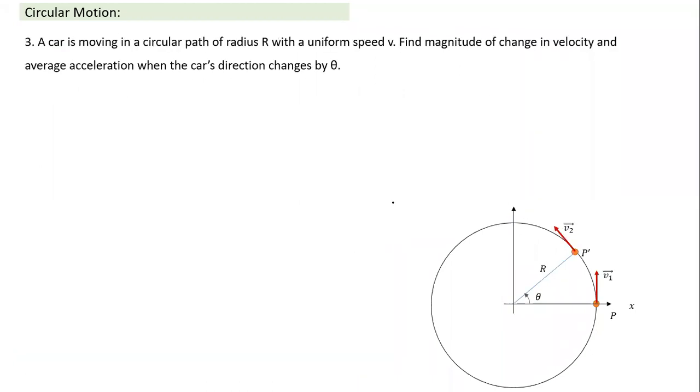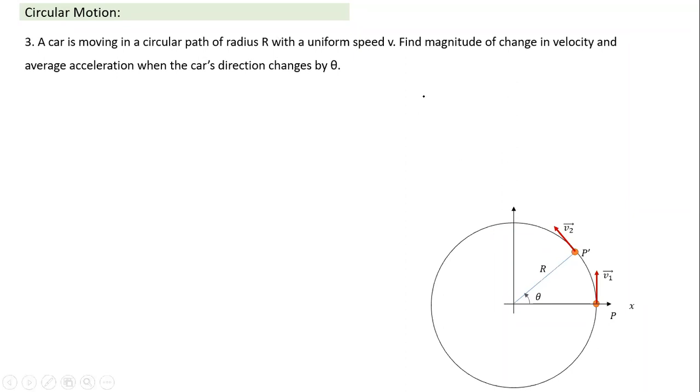Let's move on to the next question. A car is again moving in a circular path. It could be any point. It doesn't matter what the circular path or radius is, with a uniform speed v. Find the magnitude of change in velocity and average acceleration when the car's direction changes by theta.